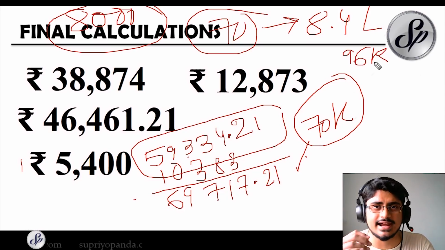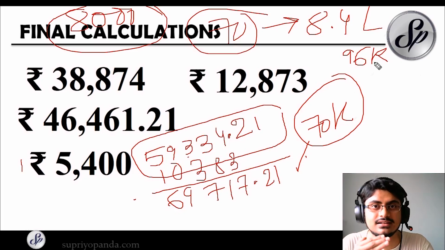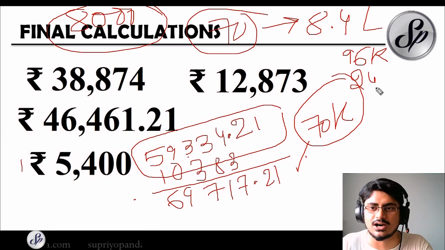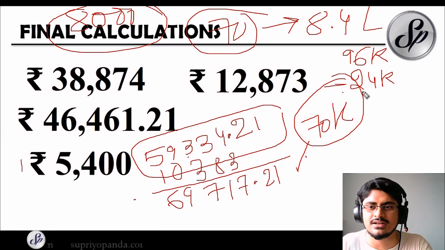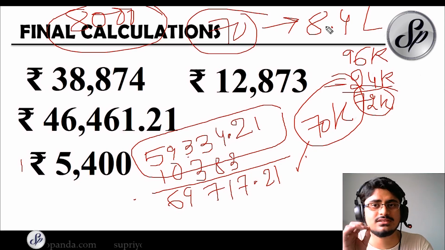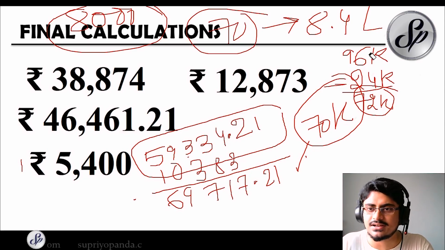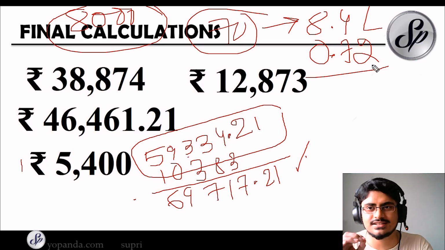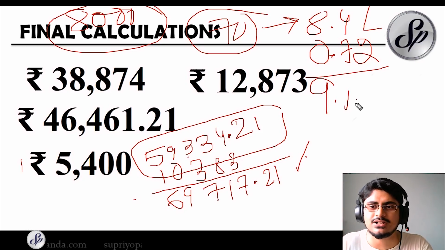However, we cannot actually add 96,000 because we are actually taking the HRA as well. So HRA we have to deduct, and it is around 1,933. Let's consider it is 2,000. Then 2,000 into 12, how much is it? It is 24,000. So 24,000 we now have to deduct from 96,000, and if we deduct this, how much do we get? It actually comes out to be 72,000. So 72,000 you have to add with this 8.4 lakh. So 8.4 lakhs plus 72,000, right? How much does this actually come to? This comes to around 9.12 lakhs.